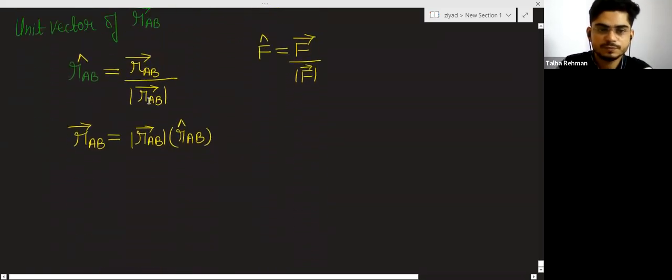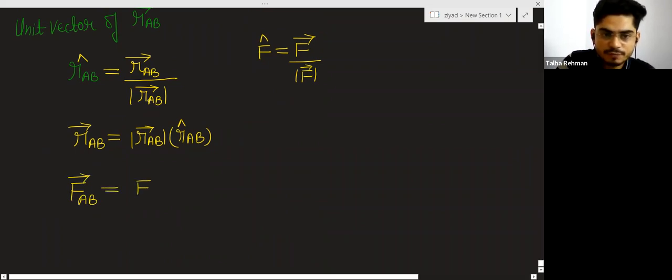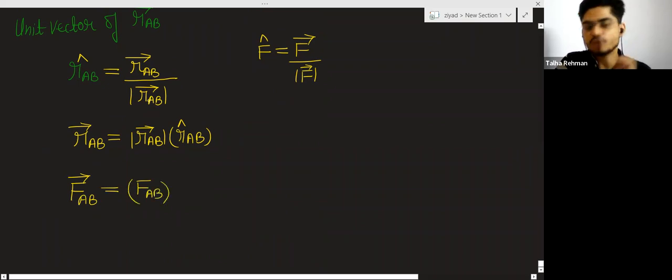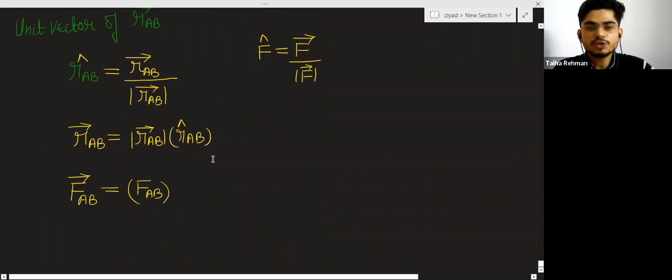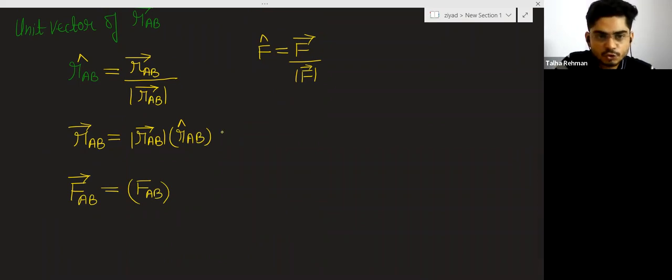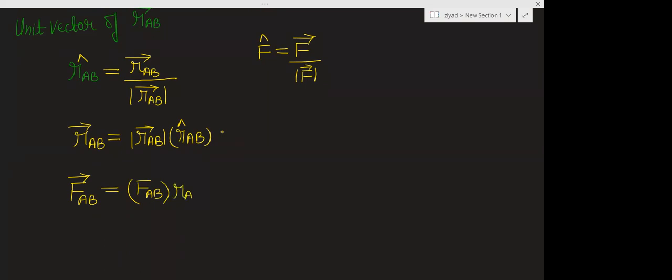what you will do, first you will write the force F_AB vector, then you will write the magnitude of force F_AB. This is the magnitude of force F_AB, and this is the special point, you will write the unit vector. You will write the unit vector in the direction of AB vector. So unit vector in the direction of AB vector is r_AB cap.